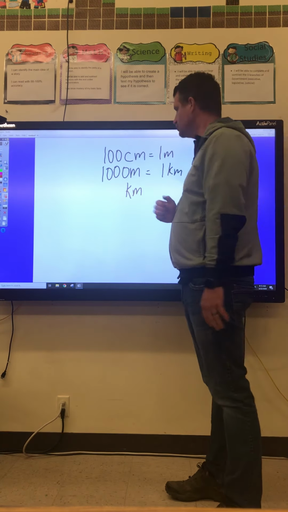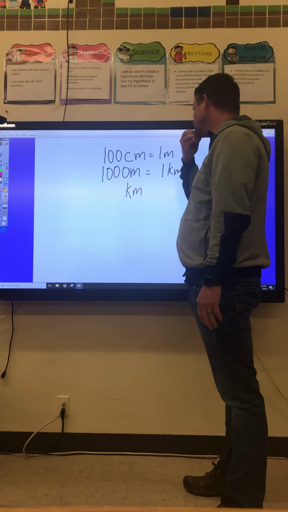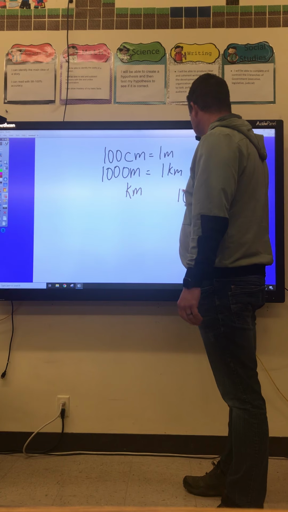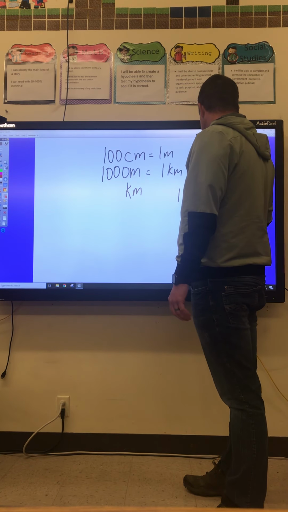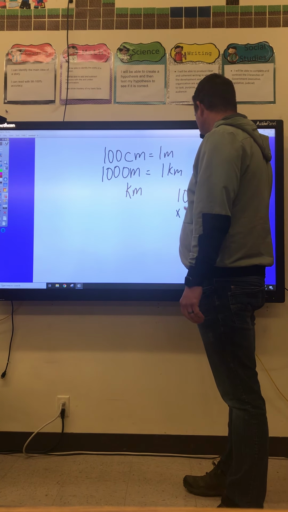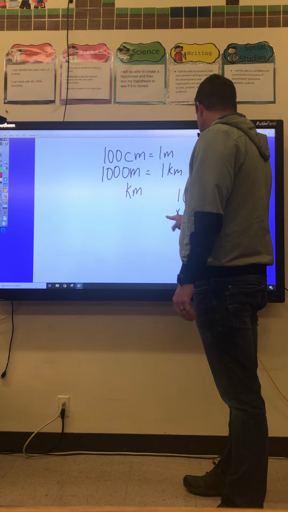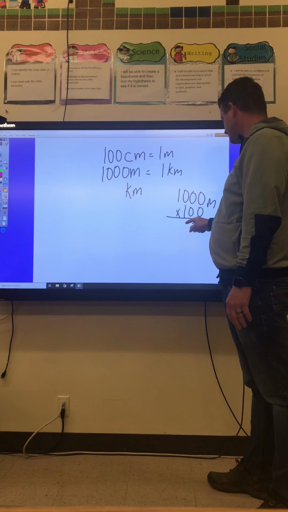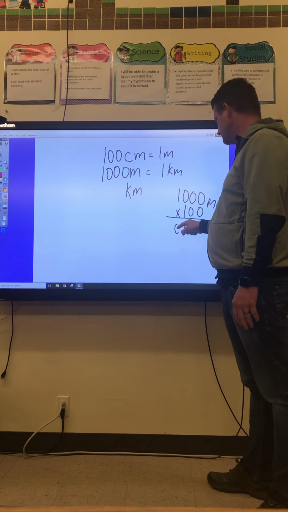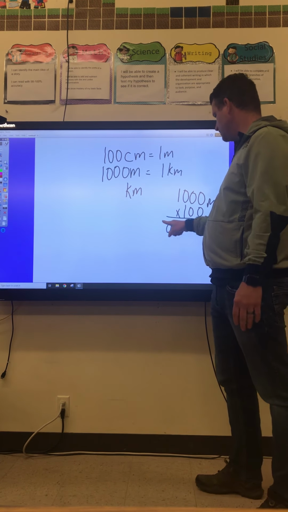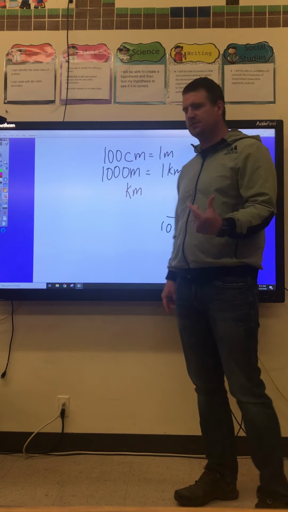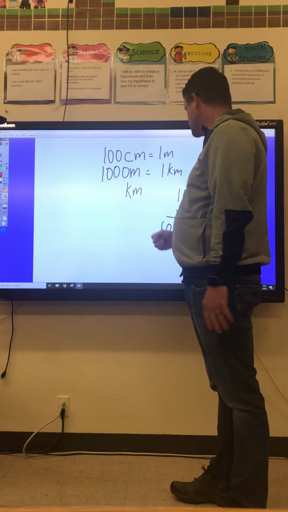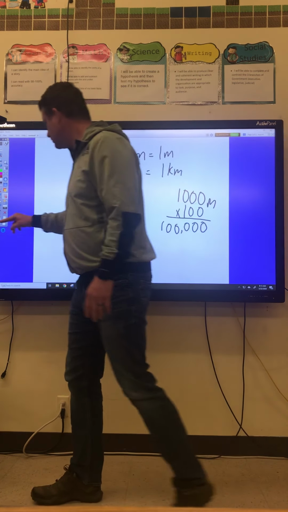It's a big number, which is fun. Each meter has 100 centimeters, and we have 1,000 meters, so we could times it by 100 to get it. Miss Shelley knows it's got 5 zeros and then a 1. So 100,000 centimeters for each kilometer. That's a lot.